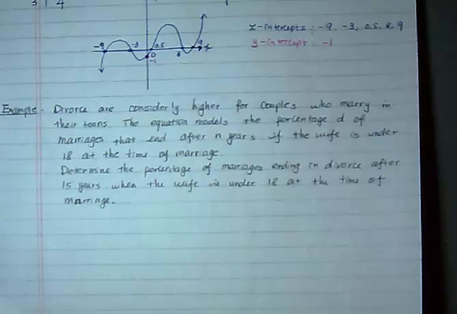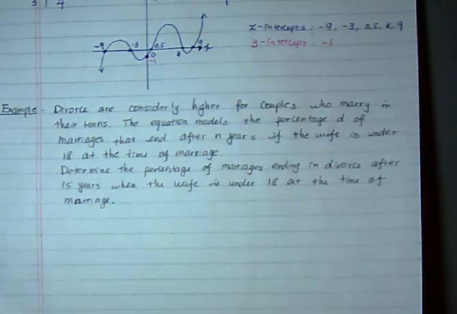I'm going to read the problem. When you solve word problems in math, make sure you understand what kind of information you are given and what information you need to look for, which means what question you need to answer. At the end, when you solve your problem, make sure you go back to check if your answer makes sense or not. Let's take a look at this problem. It says divorces are considerably higher for couples who marry in their teens. The equation models the percentage D.